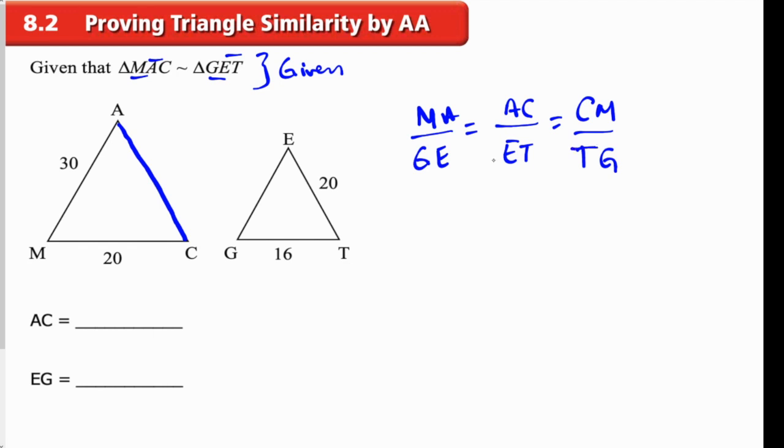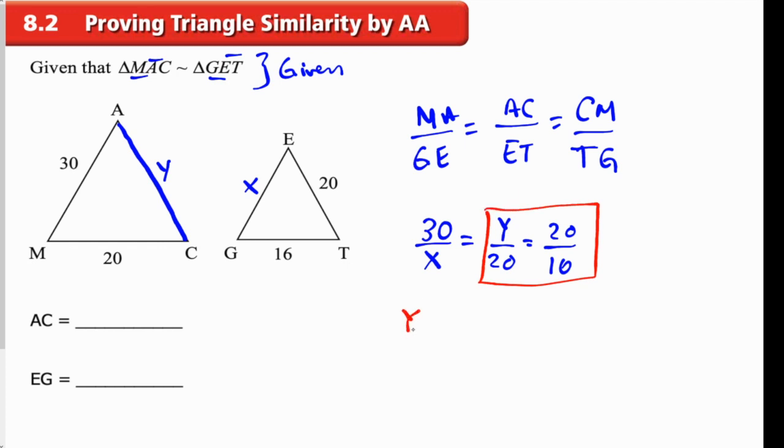And from here, we say, well, let's fill in the information we know. MA is 30, GE is unknown, so I'm going to give that a variable. I'll call it X for now. AC is unknown. I have to use a different variable. Let's call that Y. ET is 20. CM is 20. And TG is 16. And we said we can only use one equal sign at a time.